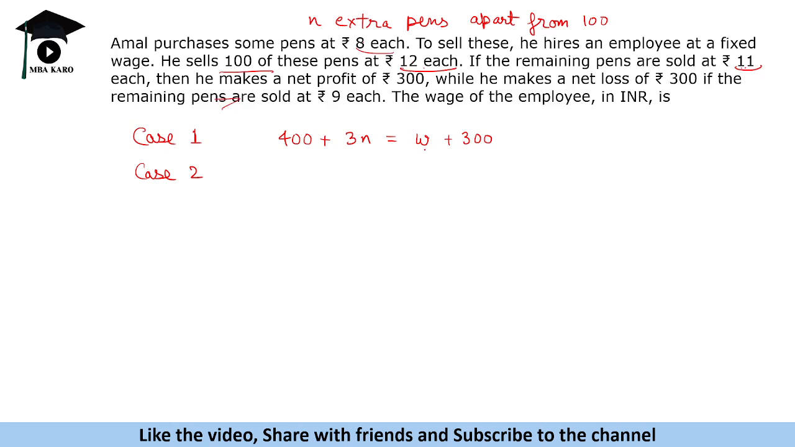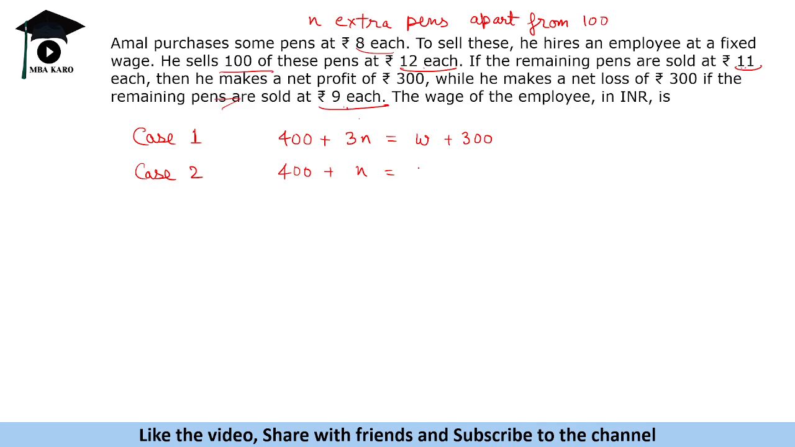One goes to the wages, the second goes as profit. Now second case, he's selling the first 100 pens for 12 rupees, so 400 is the profit, and the remaining are sold at 9 rupees each. So that means he is making n rupees, 1 rupee on each pen. So on n pens he will make n rupees.